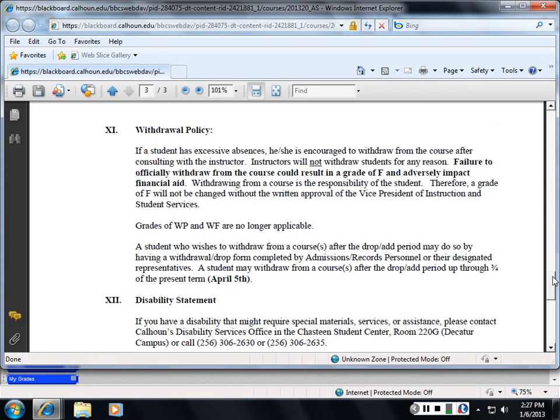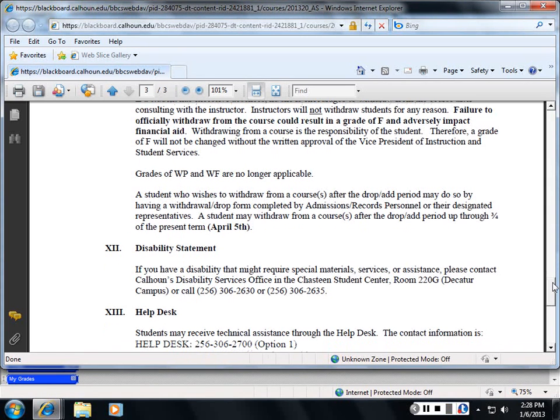The date for withdrawal is typically 3/4 of the way through the semester. I've kind of selected the date April 5th for this semester, but you'll have to calculate or look on Calhoun's other information to figure out what that date is for your particular semester.